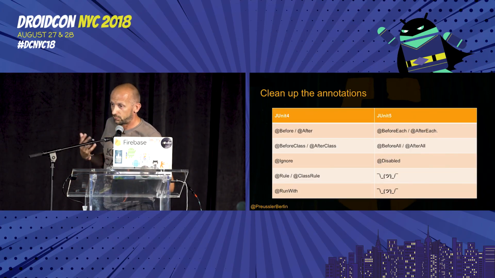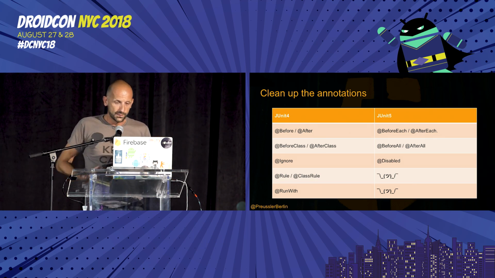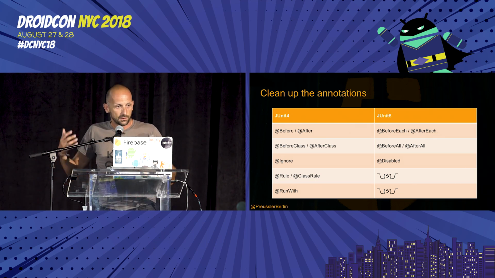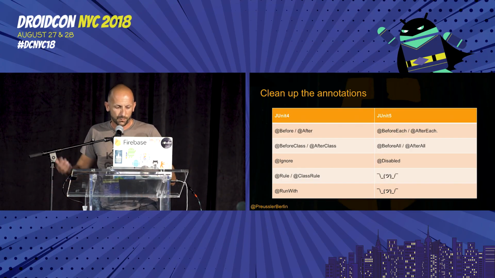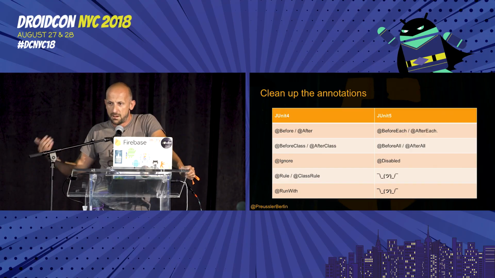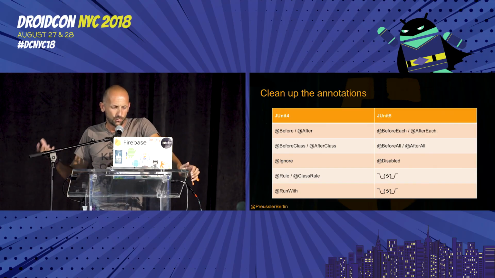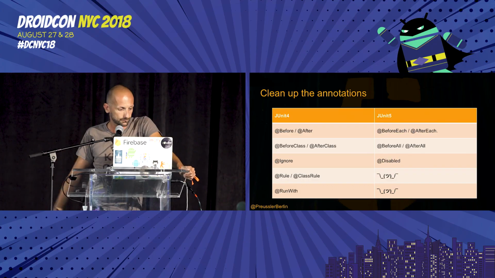So some of the annotations were renamed. For example, you could see before and after. Those annotations were there before, and then someone thought, oh, maybe we need some on class level, and they added before class. So before each and before all are now the new ones, much clearer. Also, @Ignore is a bit confusing. What you actually want to do is disable a test temporarily.